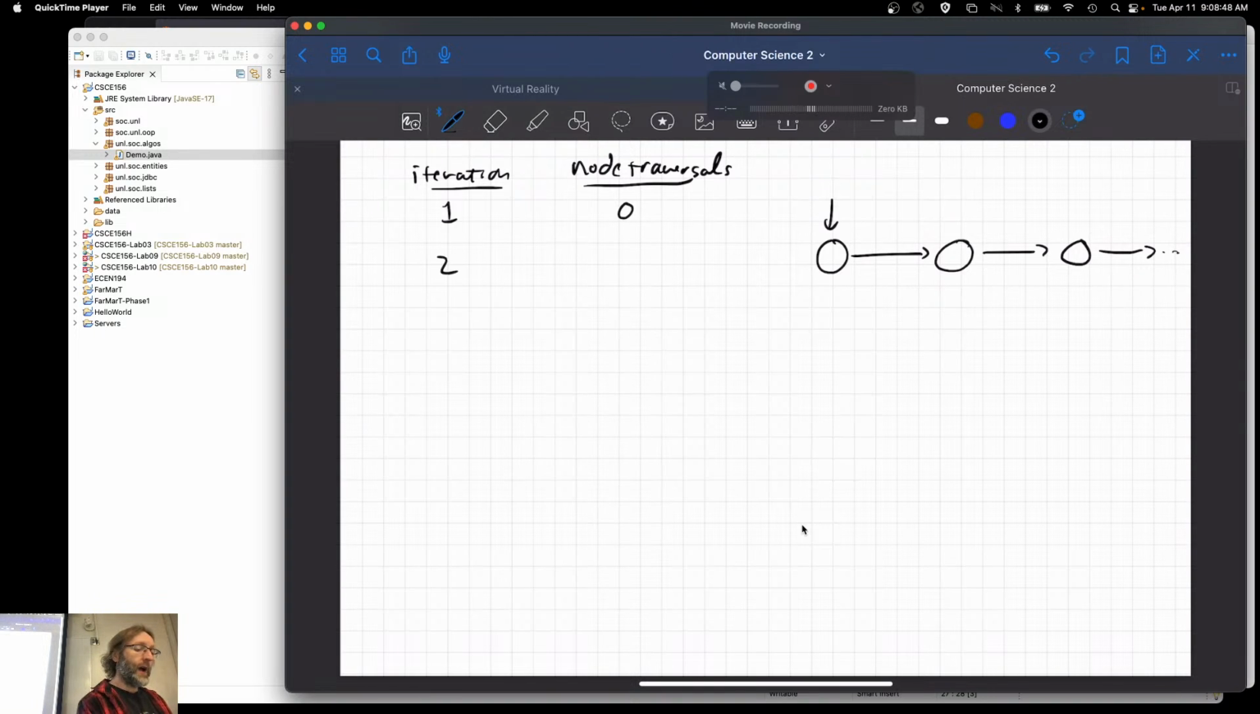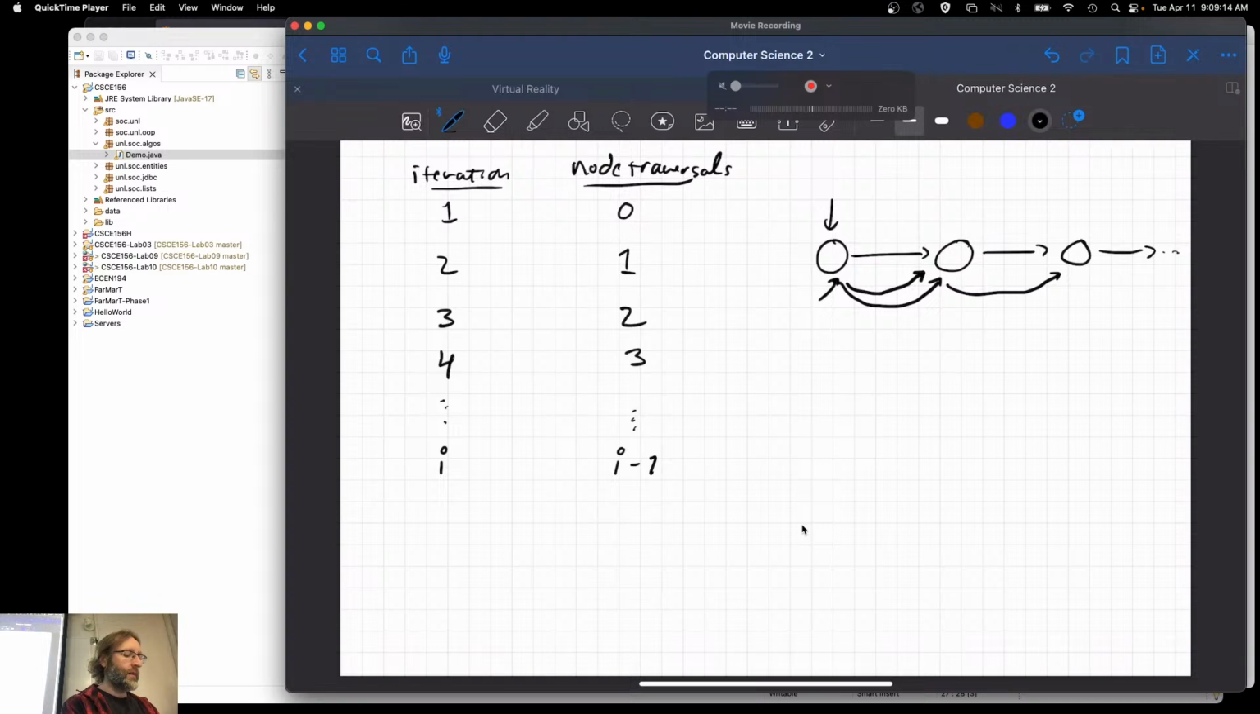On the second iteration, I have to start at the head and then traverse here. So that counts as 1. On the third iteration, I have to traverse here, to here, to here, to get it. So 2 traversals. Do you start seeing a pattern? On the fourth iteration, how many node traversals am I going to do? 3. Dot, dot, dot. On the ith iteration, how many traversals am I going to end up doing? i minus 1. How many iterations are there? Well, if there are n elements, then the last iteration is going to be n, and therefore, how many node traversals are there? n minus 1.